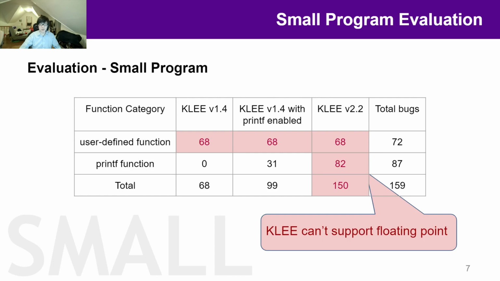Let's focus on the user-defined function. KLEE missed 4 bugs because the trigger value was used as a floating point. When KLEE encounters a symbolic value used as a floating point, it concretizes the symbolic data to the constant 0.